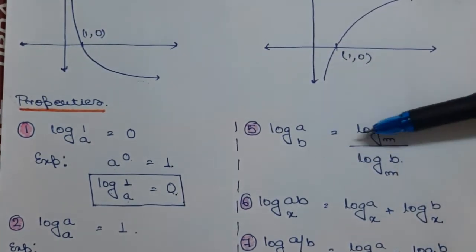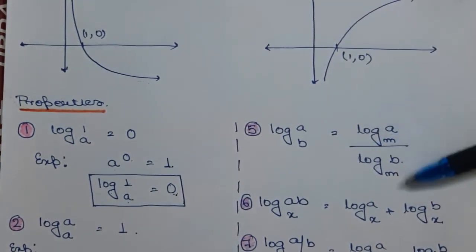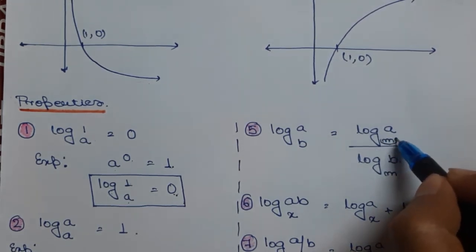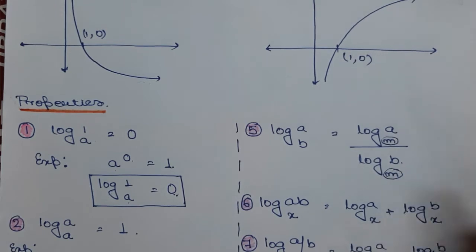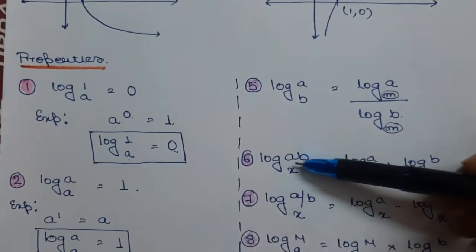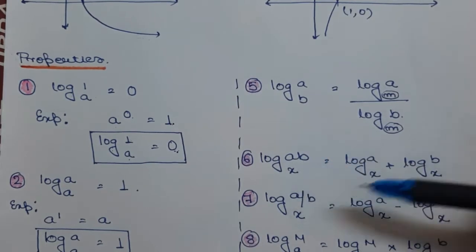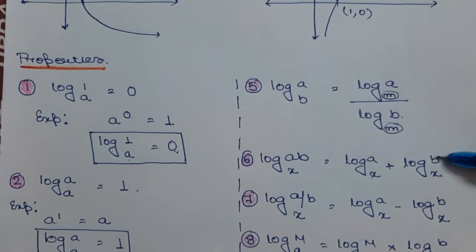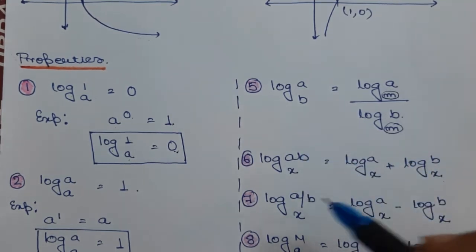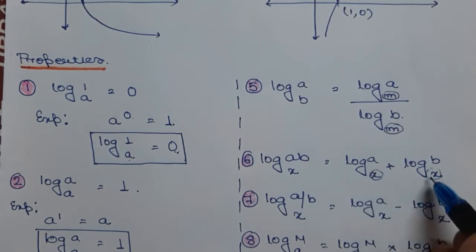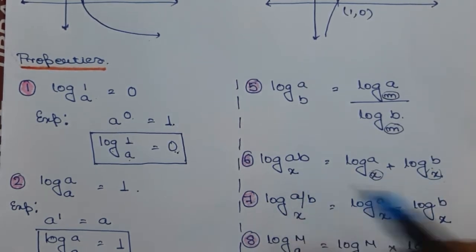Log a to the base b we can also write as log a by log b. Here it is to be noted that when we are dividing like this, the base should be the same. If we have log ab to the base x, then we can write it as log a to the base x plus log b to the base x, and vice versa. Here the base is the same.